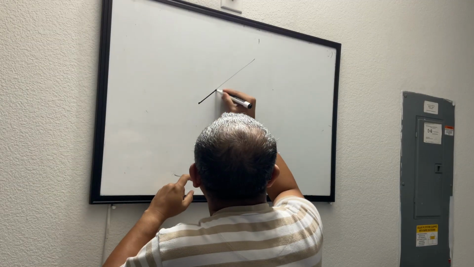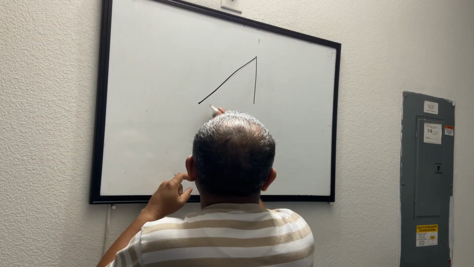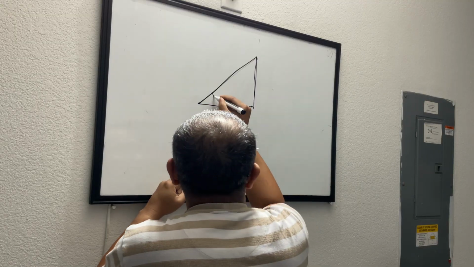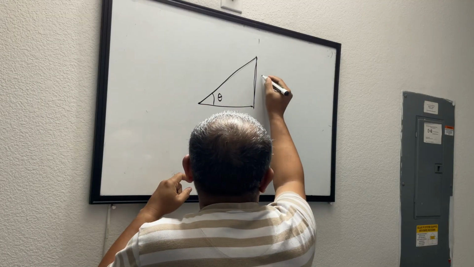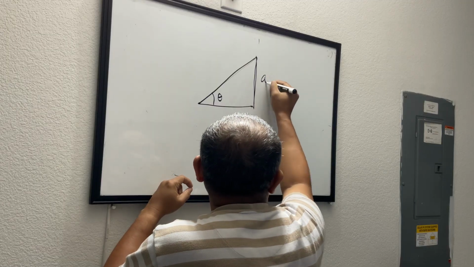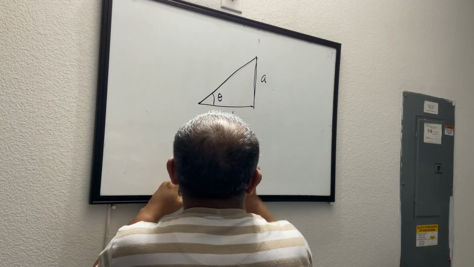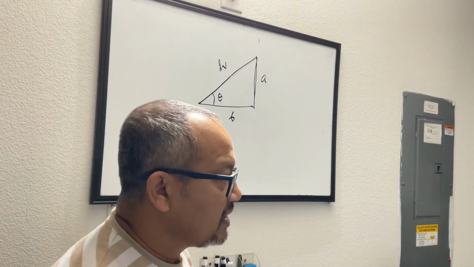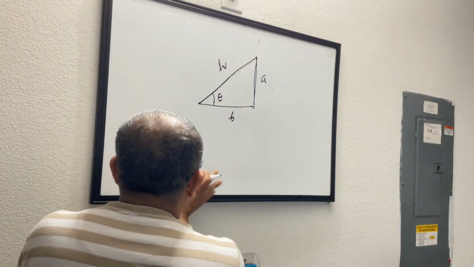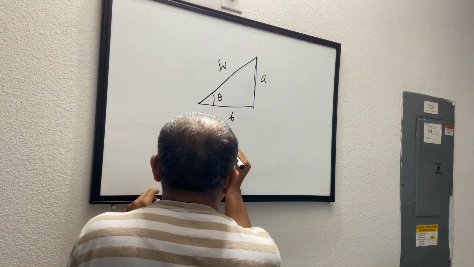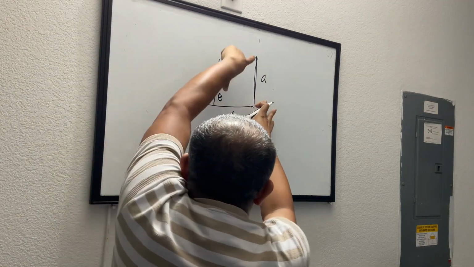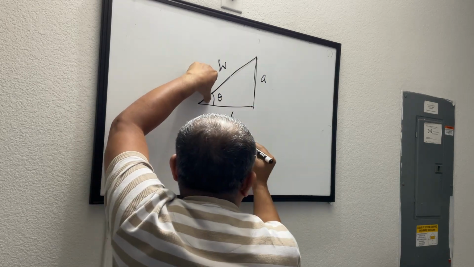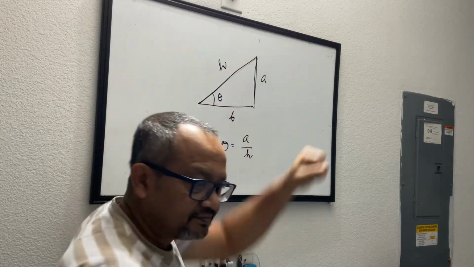If I have a right angle triangle, or right triangle, whatever you call it, and I'm talking about this angle theta, this is let's say A, this is let's say B, and this is my hypotenuse, I will call it H. Okay? So going by SOH CAH TOA, sine of theta will be opposite side over hypotenuse. That will be A over H.